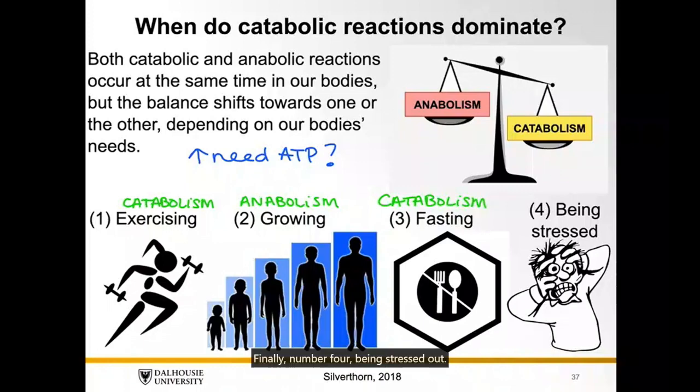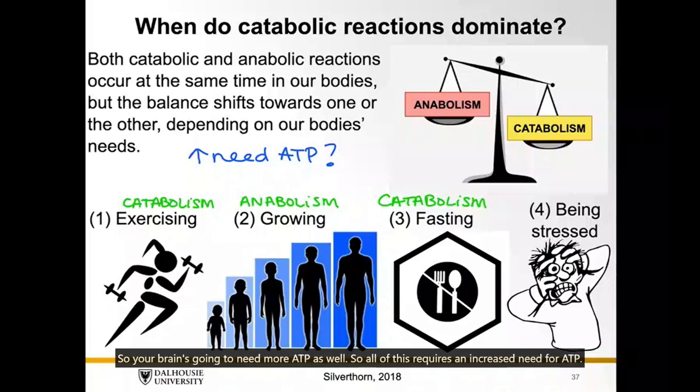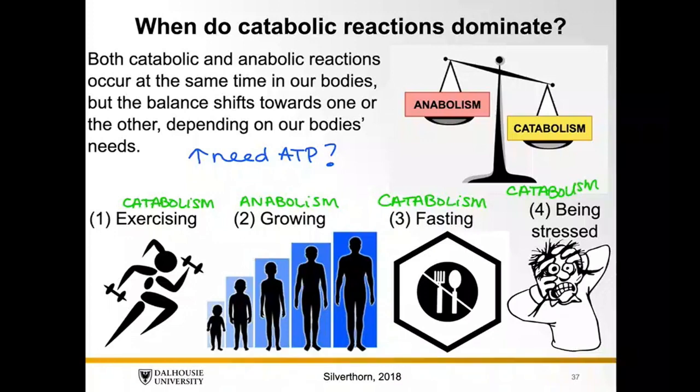Finally, number four, being stressed out. So under situations of stress, there's a lot of processes in our body that are increased. Your heart rate's going to increase, your breathing rate's going to increase, you're going to become hyper aware, so your brain's going to need more ATP as well. So all of this requires an increased need for ATP. So being stressed out is also an example where catabolism would predominate in our body. I hope this helps you understand how these concepts fit into our everyday life.